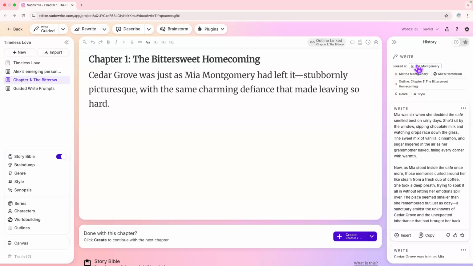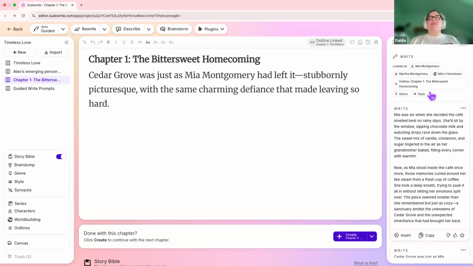Those are the chiclets, and they tell you the context that was read for the creation of the card. In this case, these two character cards, this world building card, we have only one world building card in the project, so that's all that's gone in. The outline that was linked, and genre and style.